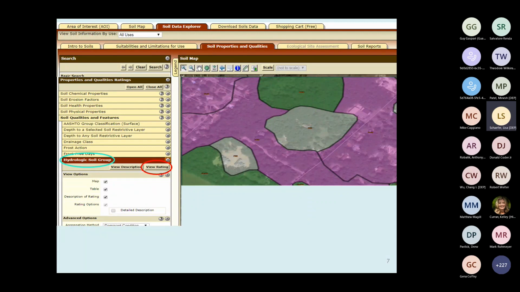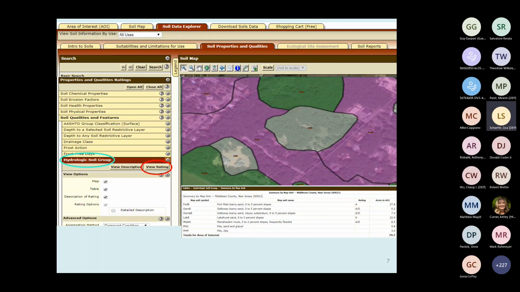You'll then see a table that's listing the HSG for the soils within the selected area, listed by soil mapping unit, and this table's the white area that just popped up on your screen on the bottom right. The top row that you see here is Fort Mott Loamy Sand, which has a rating of A and covers the area shown on the right side of the table over here. Okay, the second row is Galloway Loamy Sand, and we see a double rating in the table.